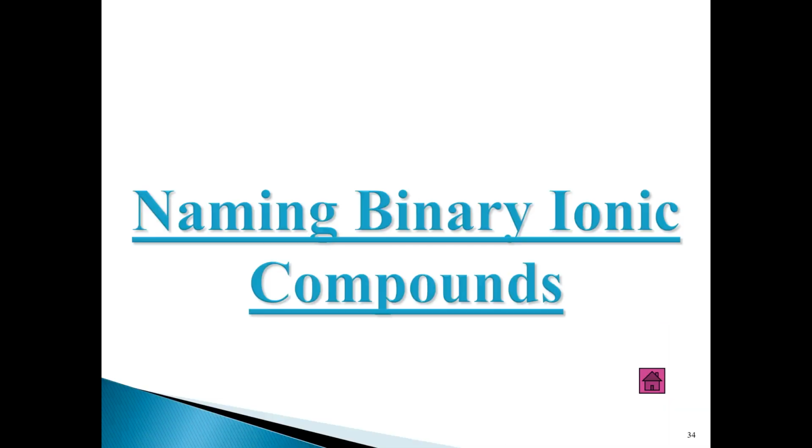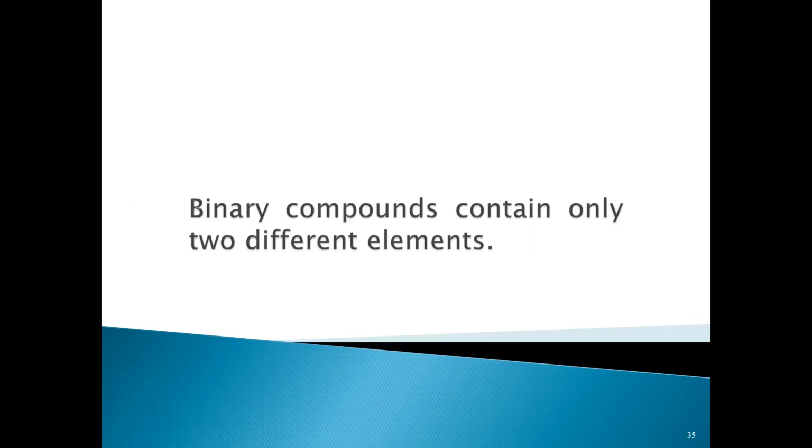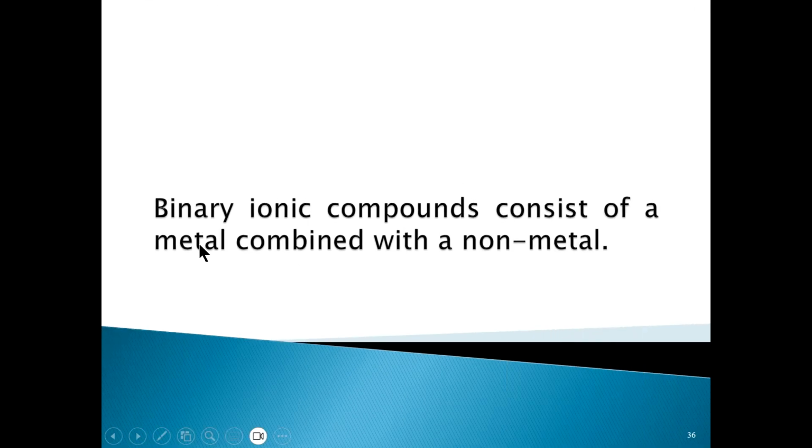So let me go back to this slide here. In this particular section, we're talking about binary ionic compounds. And what do we mean by binary ionic compounds? Basically, binary ionic compounds are compounds that contain only two different elements. Now, we talked about binary molecular compounds, where the two elements are nonmetals. In the case of binary ionic compounds, they are made up of one element, which is a metal, and the other one is a nonmetal. So that's what we mean by binary ionic compounds.